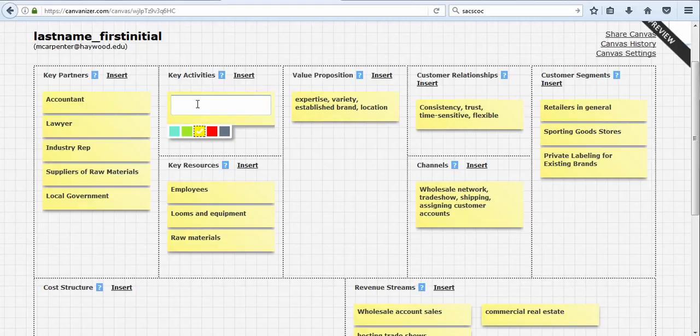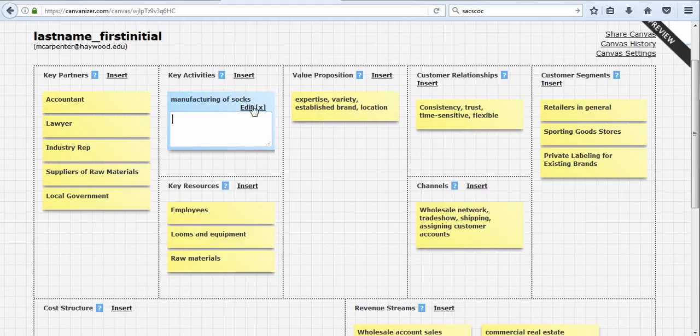What are the activities or the actual things I get up and perform and do every day that I could not do without, I couldn't go without it. If I didn't do these things, I wouldn't be able to deliver my value. So I wouldn't be able to deliver expertise, variety, an established brand, location. So in order to do that, again, there's the obvious, like manufacturing of socks, right?